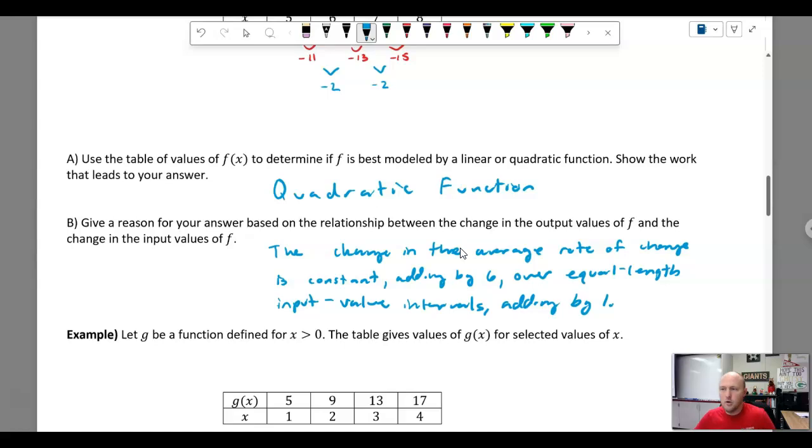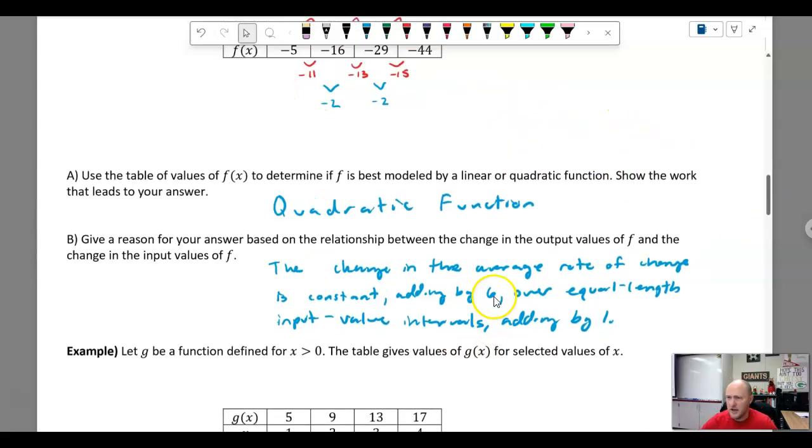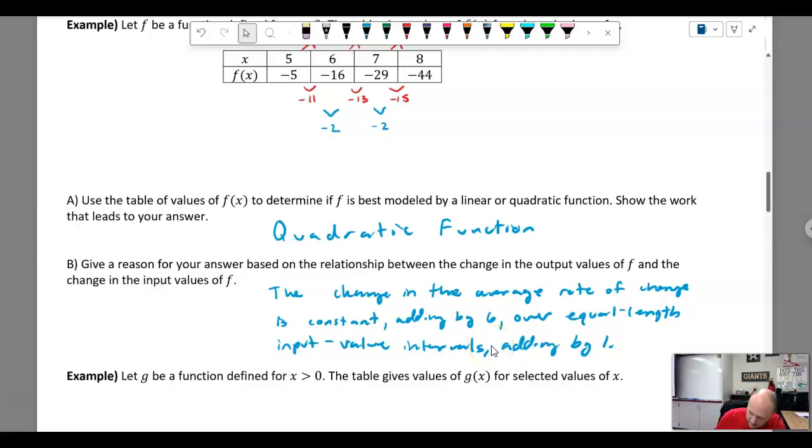Okay, so the change in the rate of change is constant. Not adding by 6, we're actually subtracting by 2. That's our constant change of rate of change, subtracting 2. Okay, so I reference the values in the table. The change in the average rate of change is constant, which we're subtracting by 2, over equal length input value intervals, which are just adding by 1.